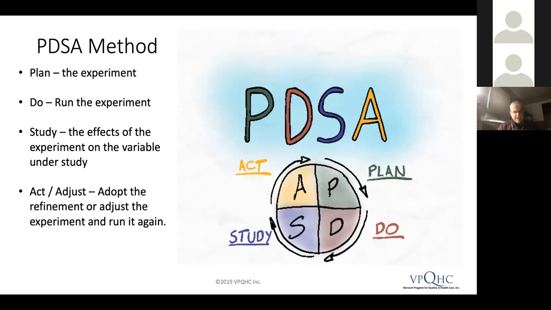So plan, do, study, act is really the cycle, and the idea is that it evolves to a point where you're happy with the results. You're planning an experiment. You're looking at an initial condition, and then you're planning an experiment to change that. Then you're running that experiment by doing, and studying the effects of that experiment on the variable that you're studying, whatever that may be, and then acting, or adjusting, refining it or adjusting the experiment and running it again. That's the overview of what PDSA looks like.